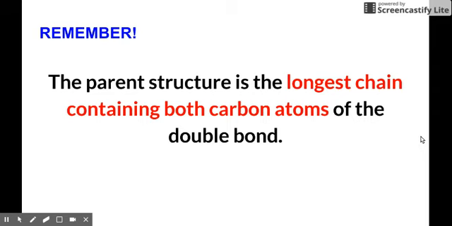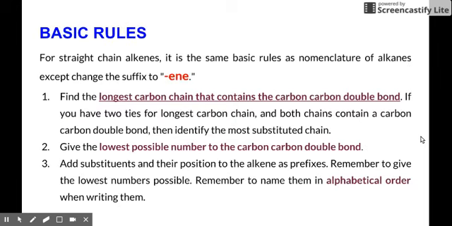Remember, you cannot form a double bond if you don't have two carbon atoms forming the sigma and the pi bonds. So your parent chain should contain the double bond. If it doesn't include the double bond in the parent chain, your parent chain is considered incorrect. And these are the basic rules.